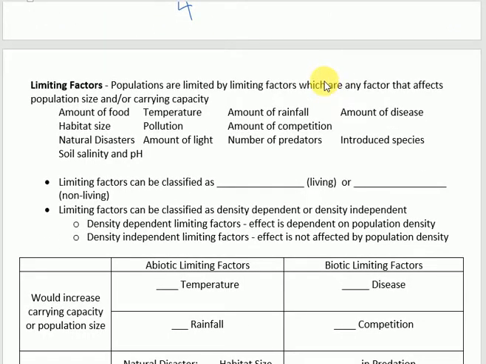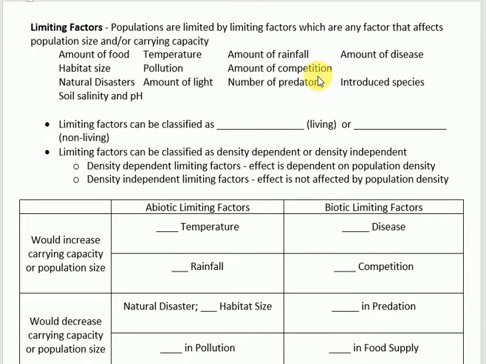Okay, let's talk about limiting factors. So populations are going to be limited by these factors, and these factors are basically anything that can affect the population size or the carrying capacity. So we're talking about the amount of food available, the habitats available, whether or not there's natural disasters, the temperature, pollution, the amount of light that they get, the rainfall, etc. So you'll notice that mostly what we've got listed here is abiotic, but there's also biotic factors as well.